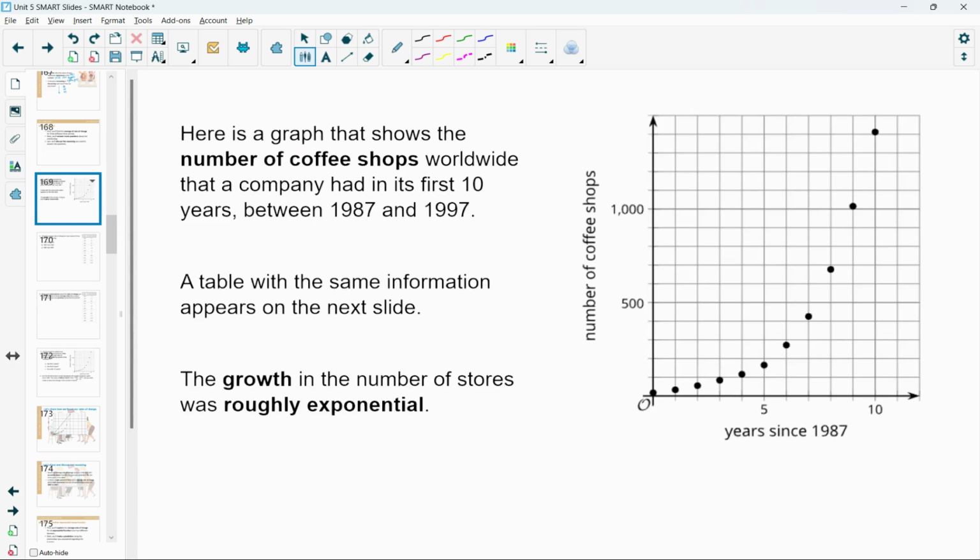So here's a graph that shows the number of coffee shops worldwide that a company had in its first 10 years between 1987 and 1997. A table with the same information is going to appear on the next slide. The growth in the number of stores is roughly exponential.